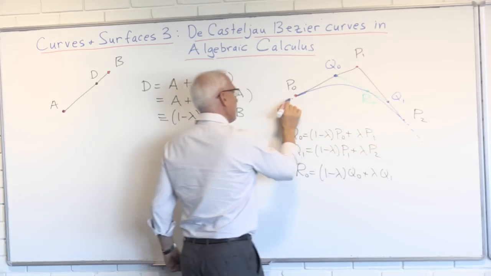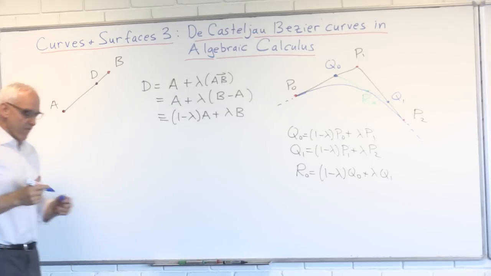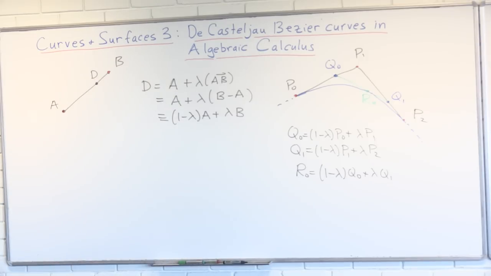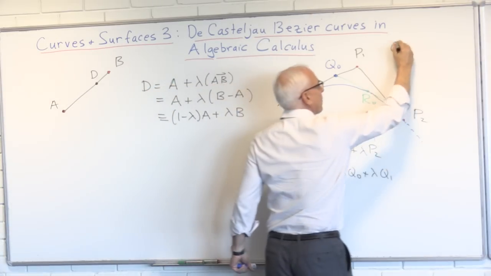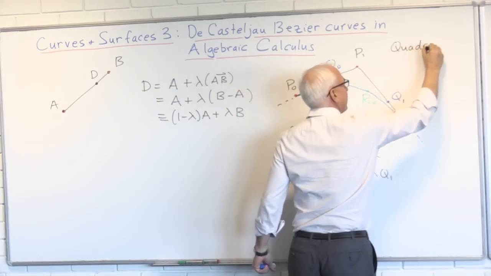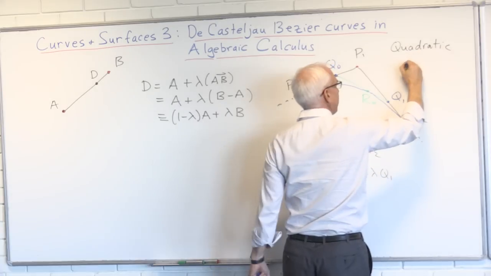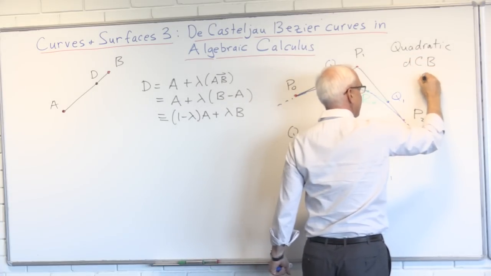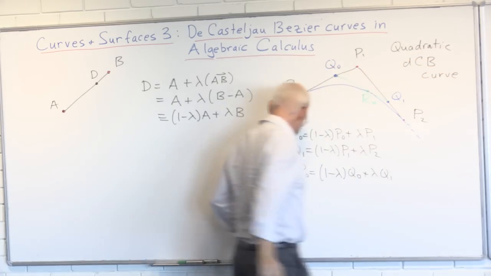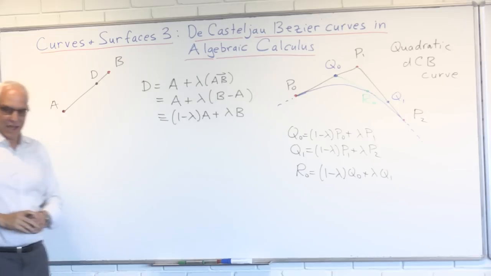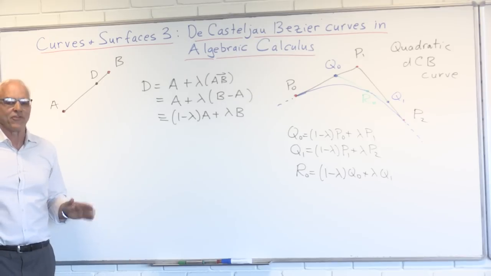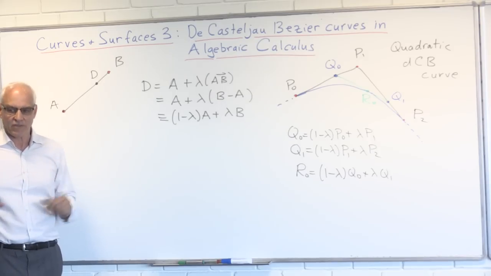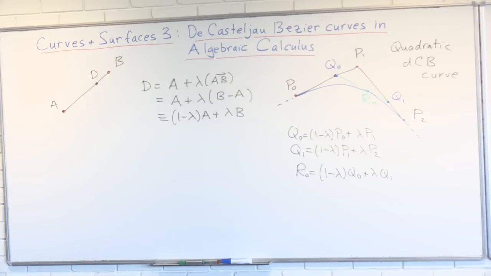Okay. And if we allowed other values of lambda, then we would get other portions of this curve. So this is then a quadratic de Casteljau Bezier curve, and I'm going to use the abbreviation DCB for de Casteljau Bezier. Paul de Casteljau should definitely be associated to this whole story, so it's wrong to call them Bezier curves. It's much better to call them de Casteljau Bezier curves. Okay, so that's the simplest example.